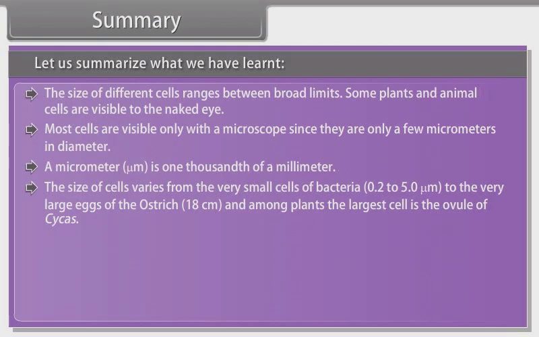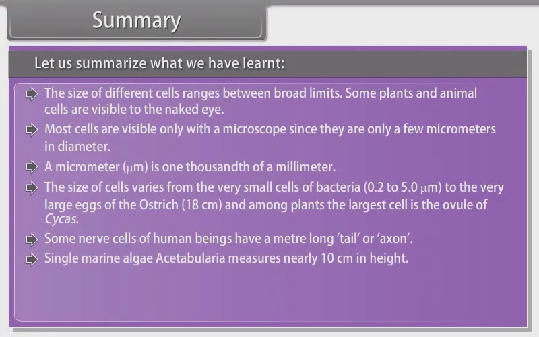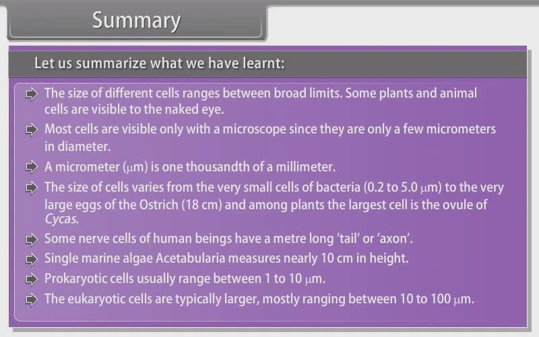And among plants, the largest cell is the ovule of cycas. Some nerve cells of human beings have a meter-long tail or axon. Single marine alga, Acetabularia, measures nearly 10 centimeter in height. Prokaryotic cells usually range between 1 to 10 micrometer. The eukaryotic cells are typically larger, mostly ranging between 10 to 100 micrometer.